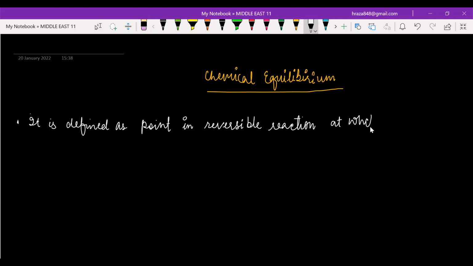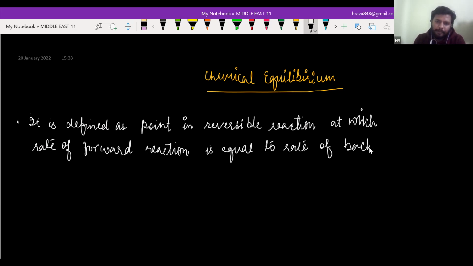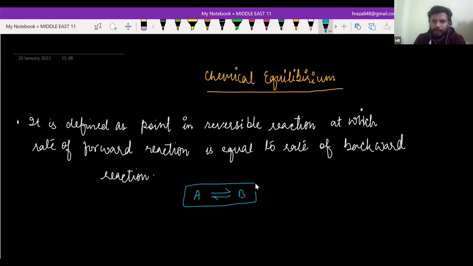Yes, sir. At which the rate of forward reaction is equal to the rate of backward reaction. As you know, I'm writing a reaction like this, you can say that this is a reversible reaction. A reversible reaction says that A is converting into B and B can also be converted into A.